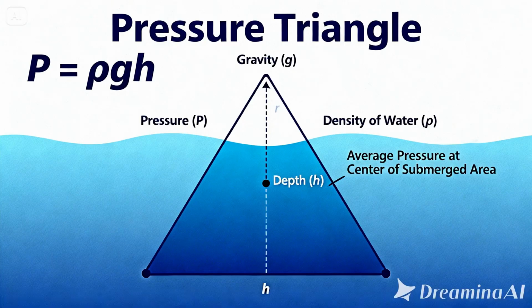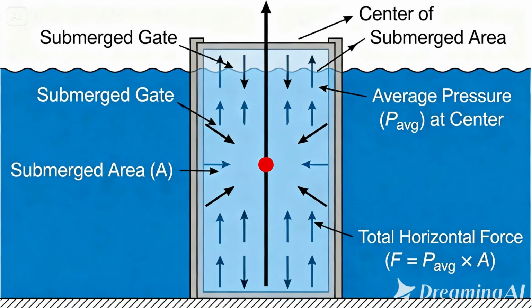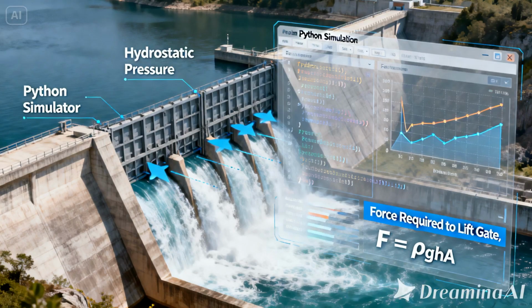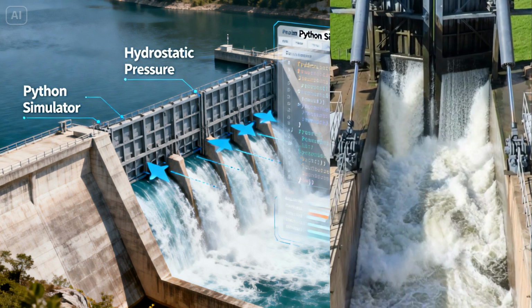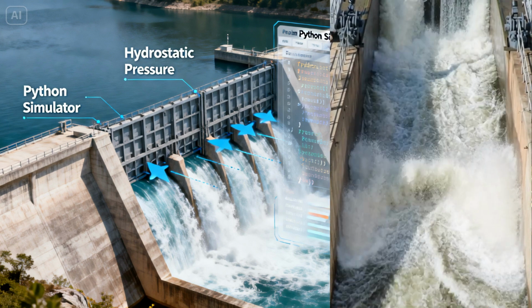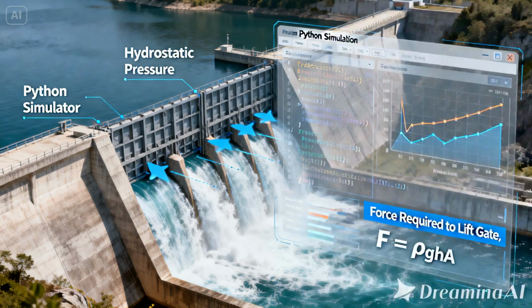To find the total force pushing horizontally against our gate, we take the average pressure at the center of the submerged area. But here is the safety officer's secret that most textbooks leave out: the friction. When that massive horizontal force pushes the gate against its guide rails and rubber seals, it creates a stiction force. If you don't account for the friction coefficient of those seals, your hydraulic cylinders will stall, or worse, your pump motors will burn out trying to overcome a load you didn't see coming.